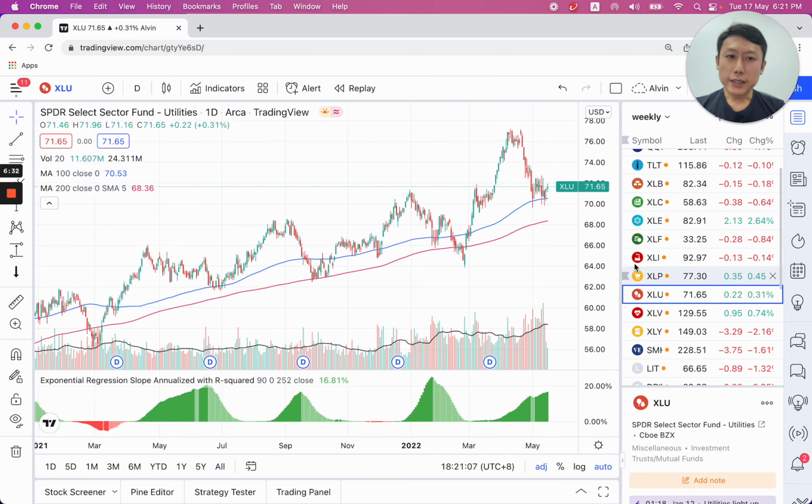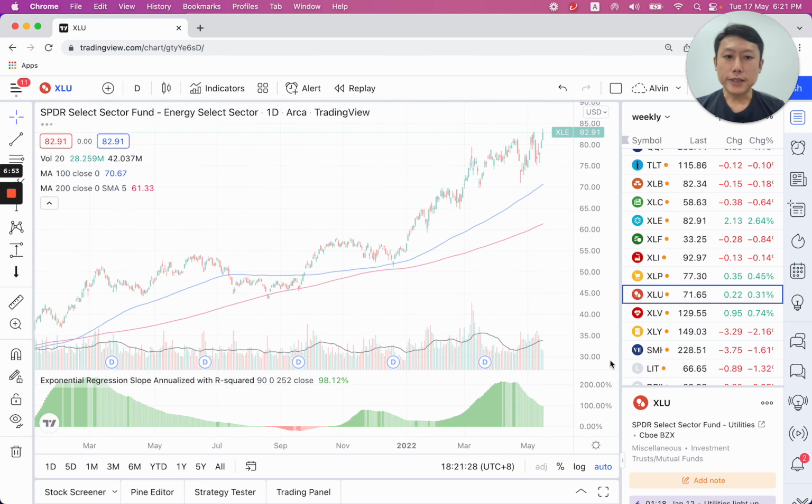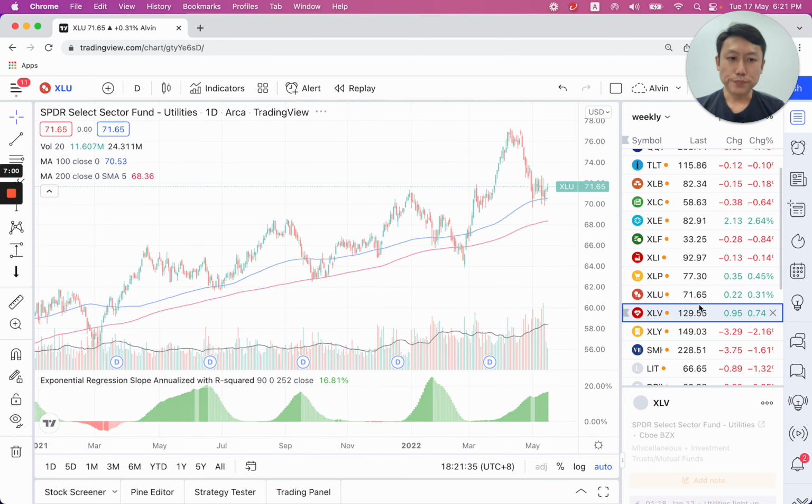Next one is utilities. It's also holding up well. The prices are above the moving averages. Okay, so this is also not as strong in terms of the momentum compared to energy, right? It's a lot steeper in terms of the gradient. And I also use this exponential regression to measure the momentum, right? So for energy it is 98%, while the utilities is at 16%, 17%, right? So the energy sector again is a lot more bullish.